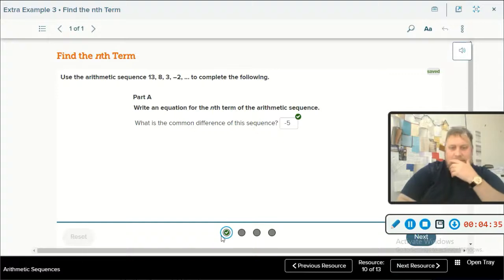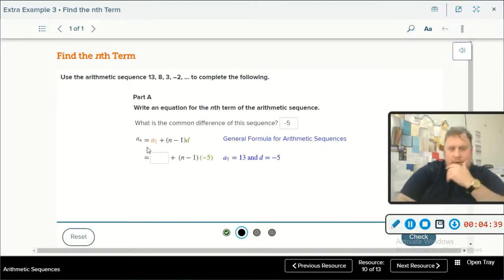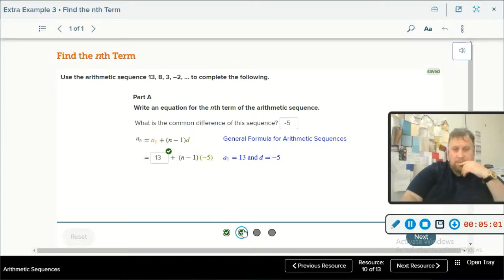Okay. Now let's go to the next step of creating a function. We know our a sub n is equal to our first term plus n minus 1 times d. This is just a general formula for arithmetic sequences. So I'm going to plug in my first term, which is 13. That's the first thing we need to do, and we plugged in our common difference of negative 5. Okay, that's all we're doing. Let's check it. Boosh.